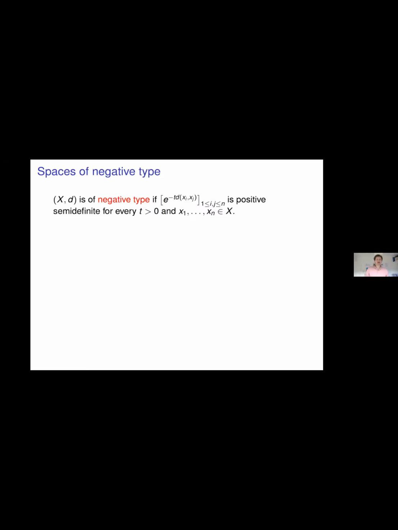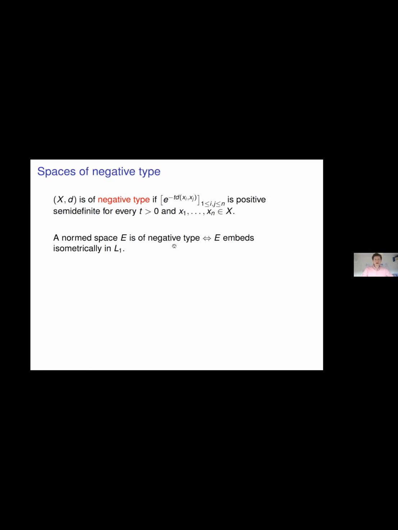So to move on, I want to introduce a technical condition, which is to say that a metric space is called of negative type if the matrix of negative exponentials of scaled up distances is a positive semi-definite matrix for every choice of scaling and every collection of points that I take from this space. The negative in negative type can be thought of as having to do with the negative sign here. So this is a classical property that comes up a lot in the study of isometric embeddings of metric spaces.